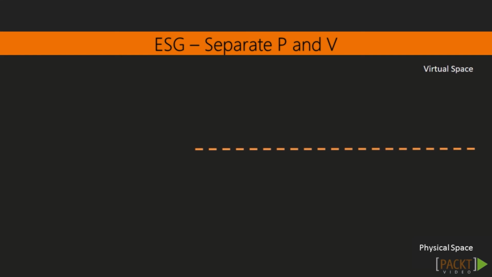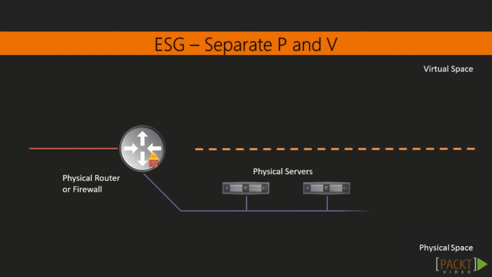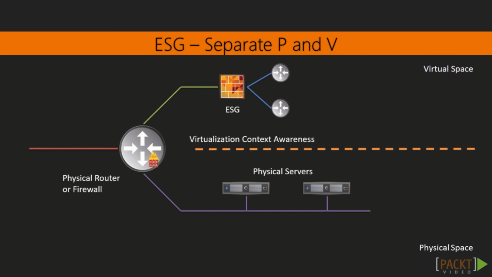We have a physical space and a virtual space, and in each data center we find a physical router and/or firewall, or a device which has both features. We have a physical space, so I don't know any infrastructure that is 100% virtualized. So we have physical servers in our infrastructure. In the virtual space, we connect an ESG to the physical device and have a couple of DLRs running behind the ESG. So what happens if we use an ESG in this combination?